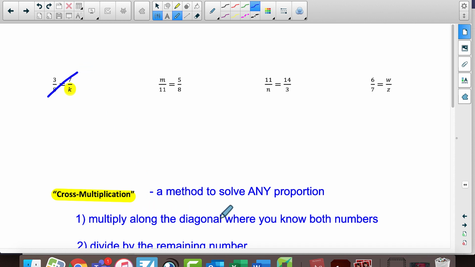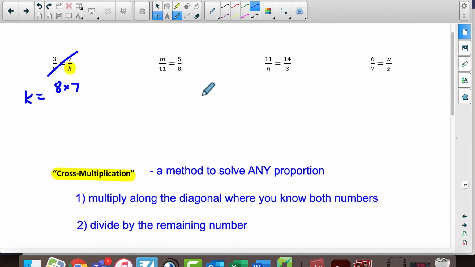So the first thing you do is you multiply along that diagonal. So in order to get k, I multiply the 8 times 7. Now, there's going to be one number left over. What's the number left over? The 3. And what you do is you divide by that remaining number. So you would then divide by 3. So k equals, 8 times 7 is 56 divided by 3. Ooh, that's hard, 56 divided by 3. You know what's going to be very useful for us here? A calculator. You put 56 divided by 3 in your calculator and you get 18.6666666. Oh, 18.6 repeating. That's your answer.